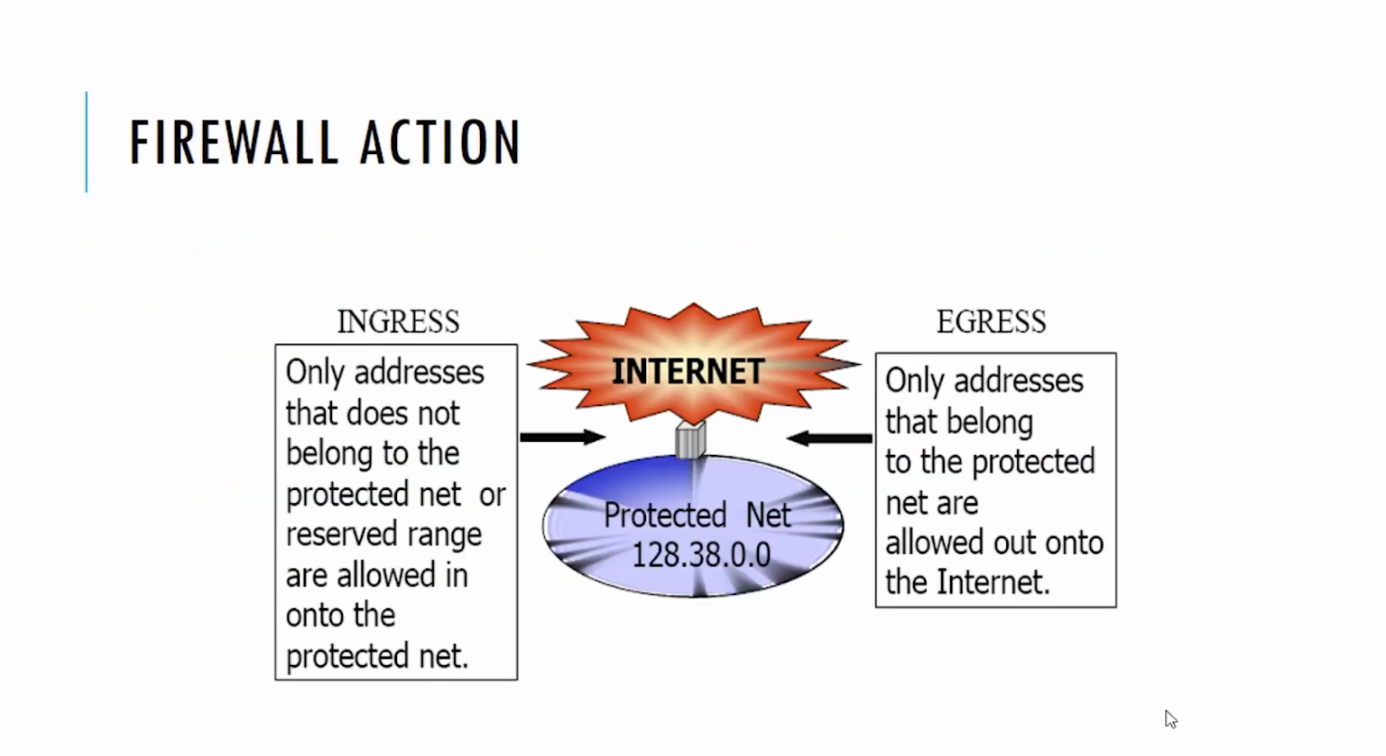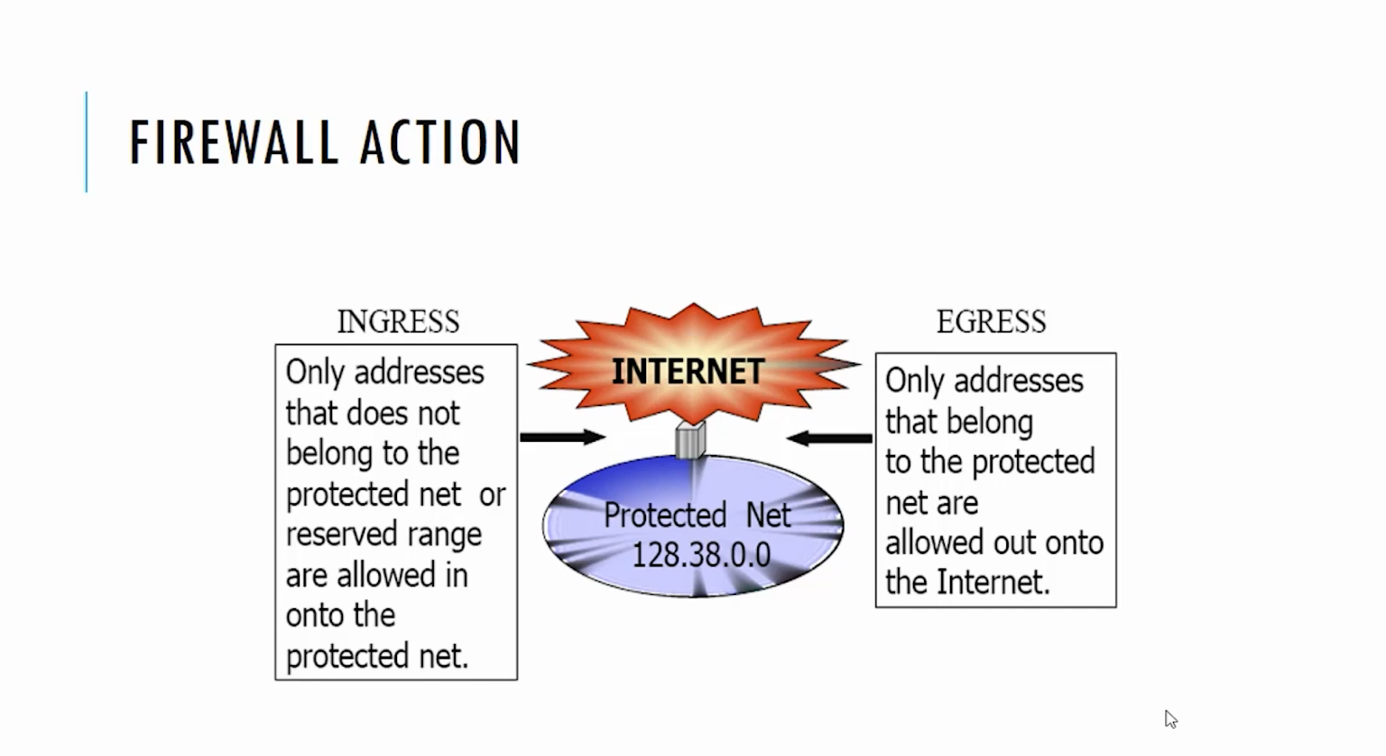Let's say here that the firewall is responsible for two types of traffic. The ingress traffic, which is the traffic that is entering your network. That is called the incoming traffic, entering your network coming from the internet.